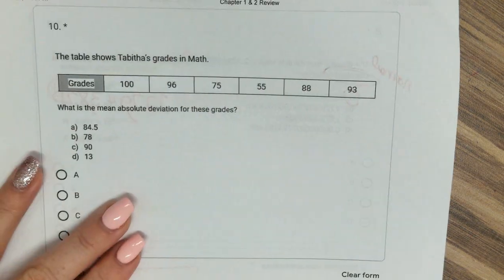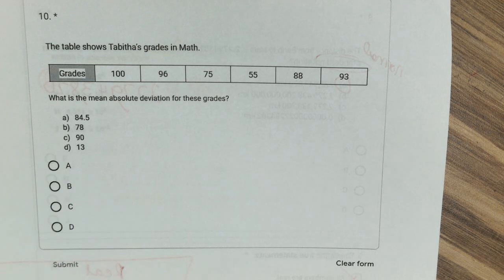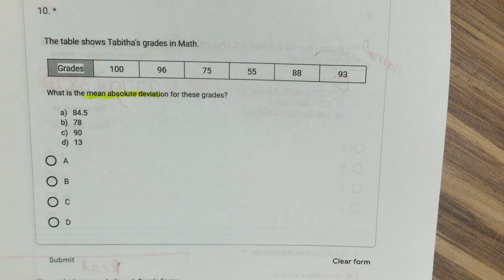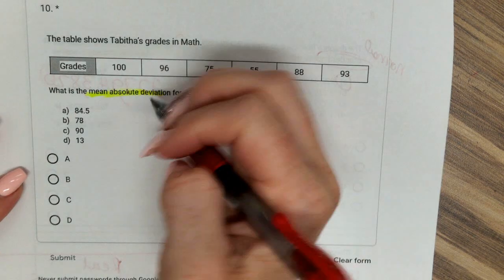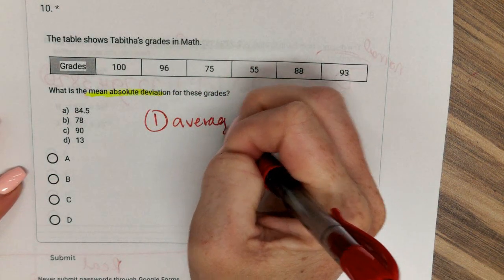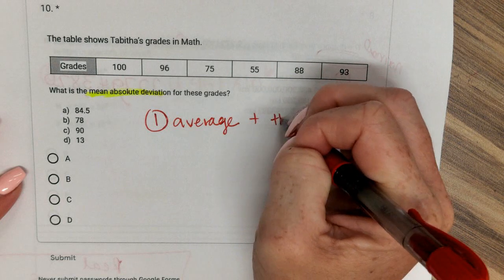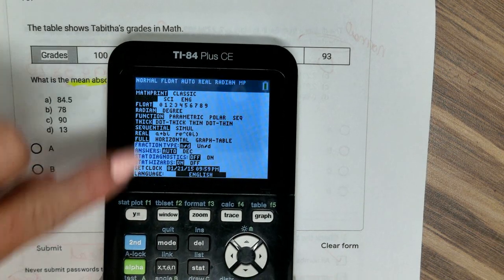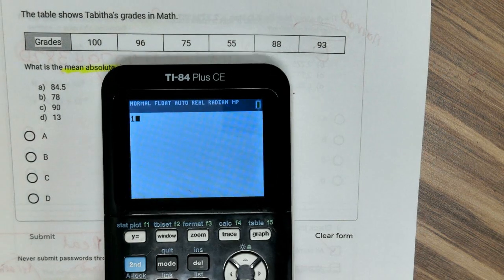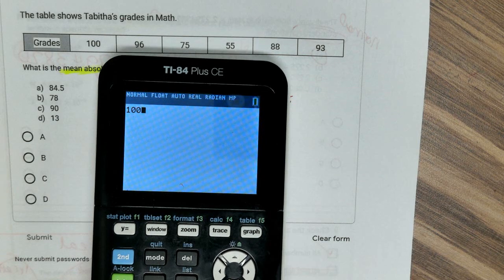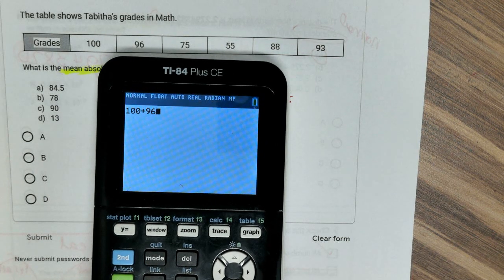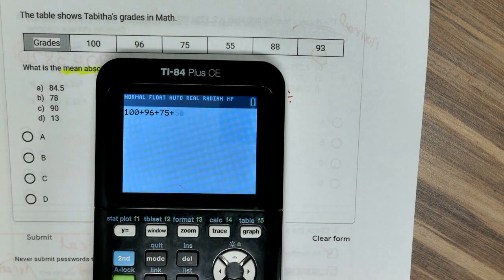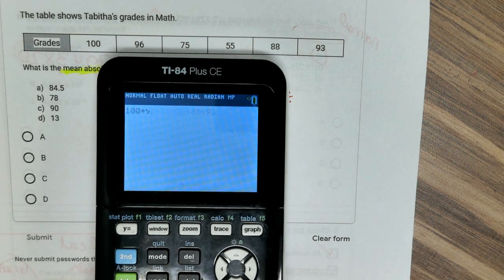Last question. What is the mean absolute deviation? How many steps are there? 3. Here we go. Step 1. Find the mean, that means add up the numbers and then divide them by how many are there. The first thing I'm going to do is make sure I'm not in rounding or SCI, which I'm not, so I'm okay. So I'm going to do 100. Guys, everybody should be doing this with me. Plus 96, plus 75, plus 55, plus 88, plus 93.